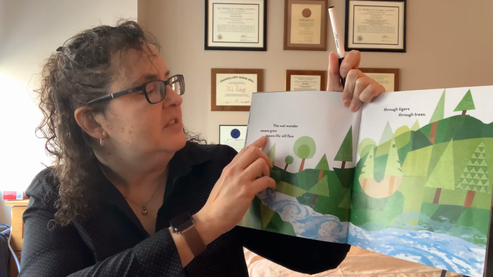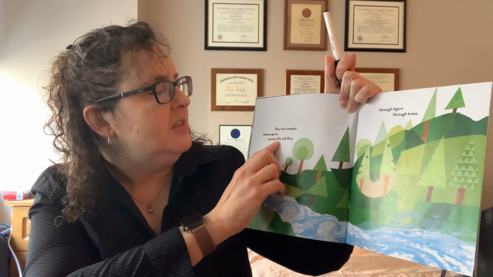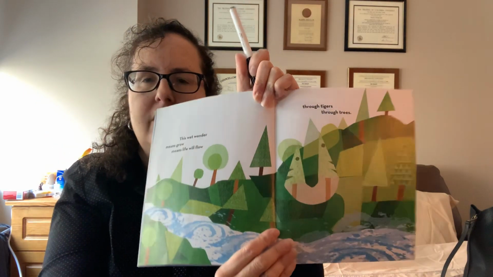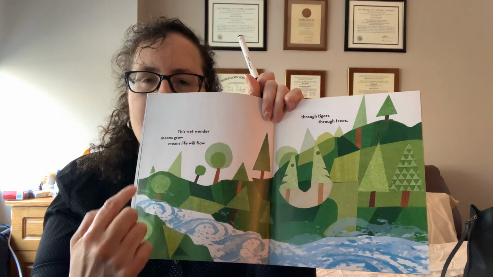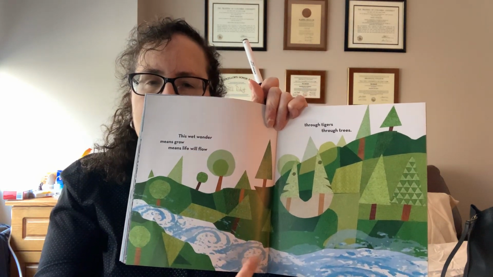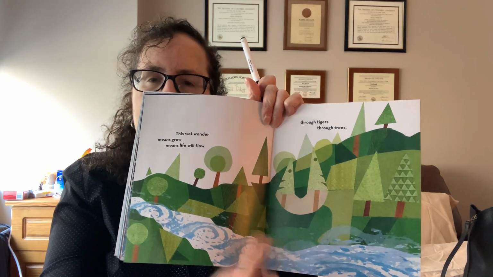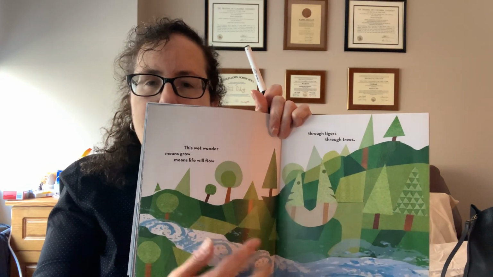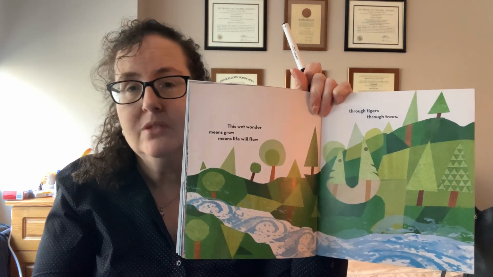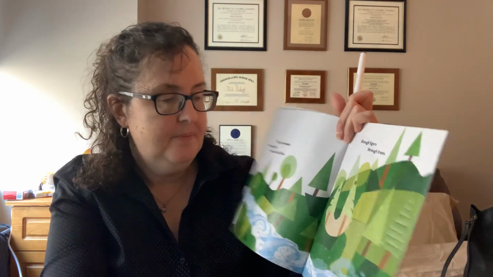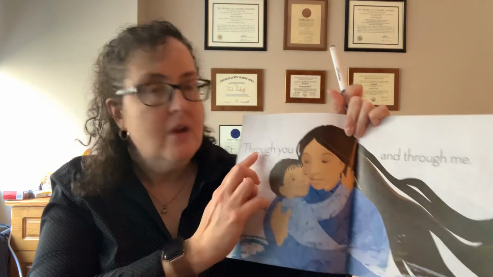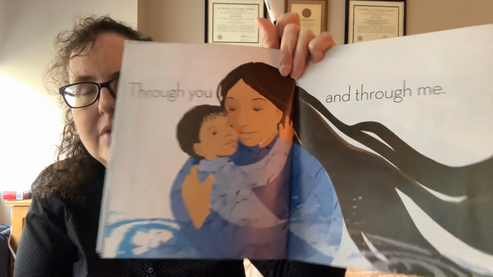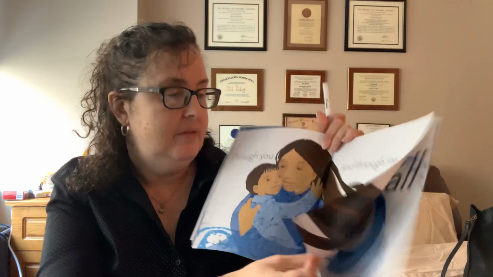This wet wonder means grow, means life will flow through tigers, through trees. Look at this wonderful green scene. Nice river running through, maybe comes into a lake. Everything around it can grow nice and green. The trees, the grass, everything around it, because there's water to supply that. Through you and through me. We all need water to survive.